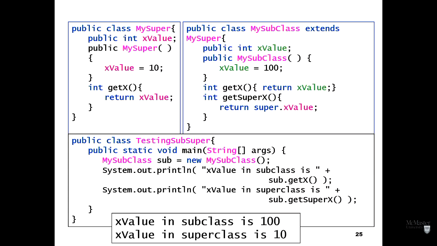Great. So this is just like a test class. Here we create an object of type mySub. Then if I say x value in the subclass is sub.getX, sub.getX is calling this function, which is returning the x value of the child. But if you want to get the parent one, you have to access this method, which is calling super.x value. Okay? So this is why you get 100 and then 10 here. Is there any question here? Okay.